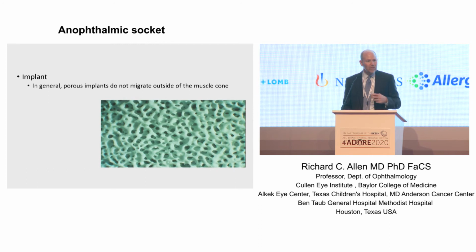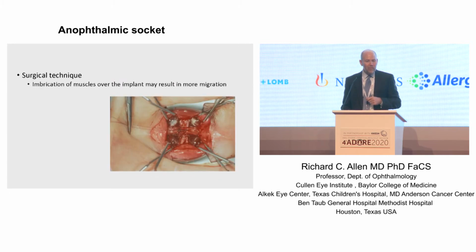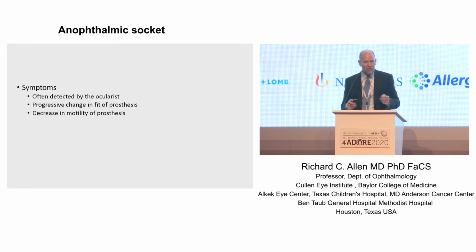It's usually going to be with a non-porous implant. So wrapping non-porous implants probably will prevent some of the migration. With regards to surgical technique, I don't imbricate muscles over the implant, although I understand the advantage of trying to get vascularized tissue in front of the implant to prevent exposure, but in general, sometimes those muscles are tight and the implant can slip through the muscle cone, out of the muscle cone.